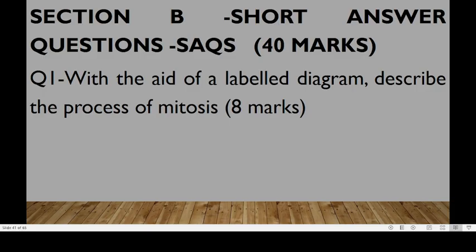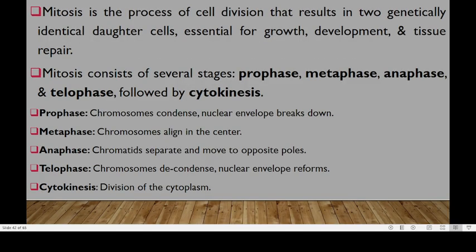The first one was, with the aid of a labeled diagram, describe the process of mitosis. Remember, mitosis is the process of cell division that results in two genetically identical daughter cells. This process is essential for growth, development, and tissue repair. Mitosis consists of several stages.